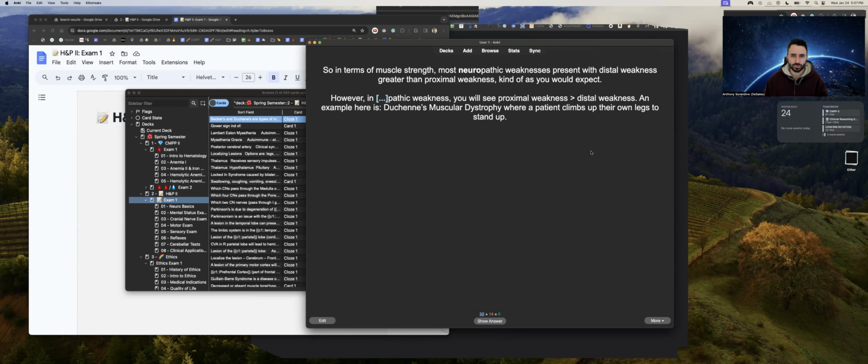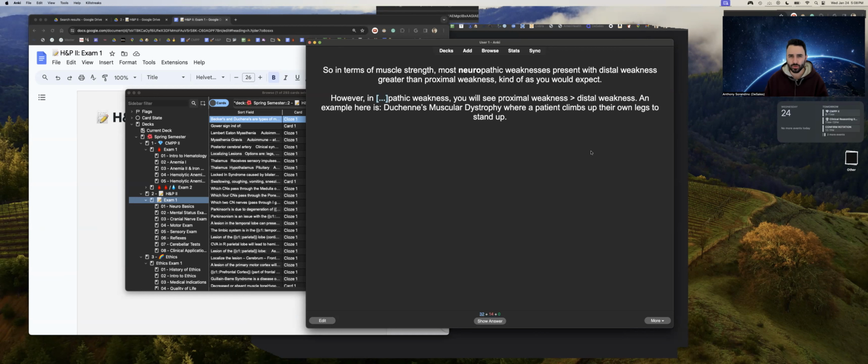So in terms of muscle strength, most neuropathic weaknesses present with distal weaknesses greater than proximal weaknesses, kind of as you would expect. Like I can move my shoulder, but I can't lift up my hand, I can't move my fingers. However, in myopathic weaknesses, you will see proximal weaknesses over distal weaknesses. An example here is Duchenne muscular dystrophy, where a patient climbs up their own legs to stand up, meaning their foot and ankle are strong, but their hip is weaker.